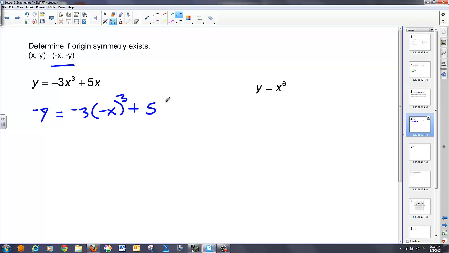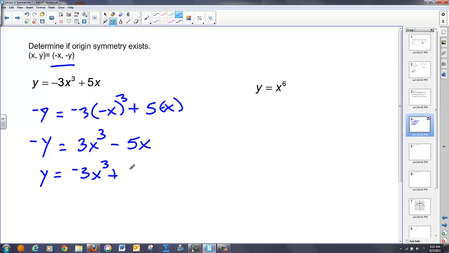And then I'm going to simplify this entire equation. So I have negative y. When I cube a negative x, I end up with a negative x cubed. So what I have is a negative 3 times a negative x cubed, which is a positive 3x cubed. When I have a negative x times 5, I just have a negative 5x. So now I want it to look exactly like this. Right now it's a little bit different. So what I'm going to do is divide both sides by a negative 1, which leaves me with y equals negative 3x cubed plus 5x.